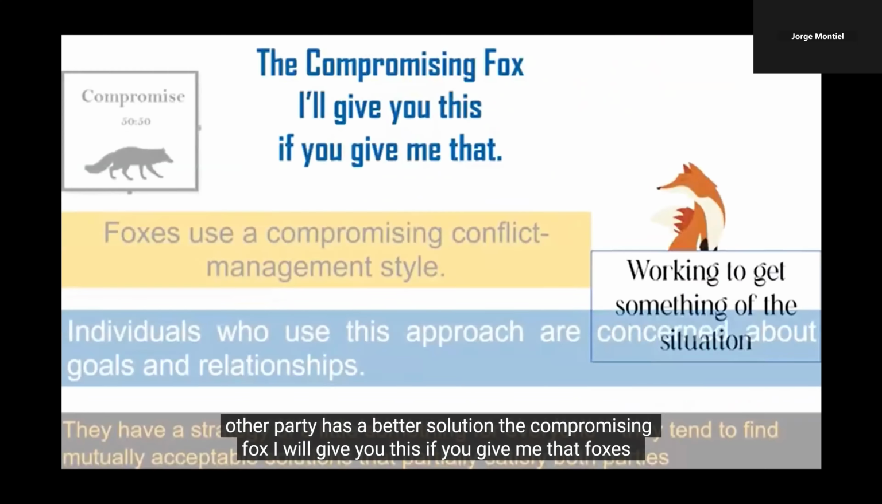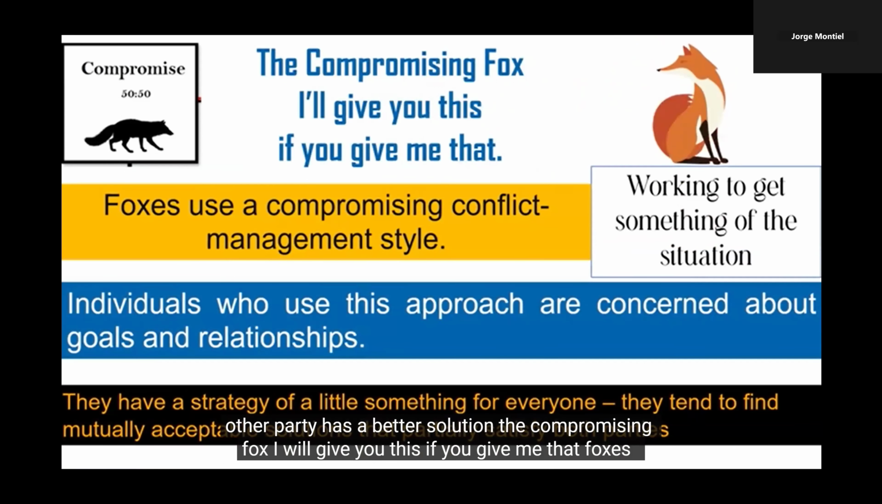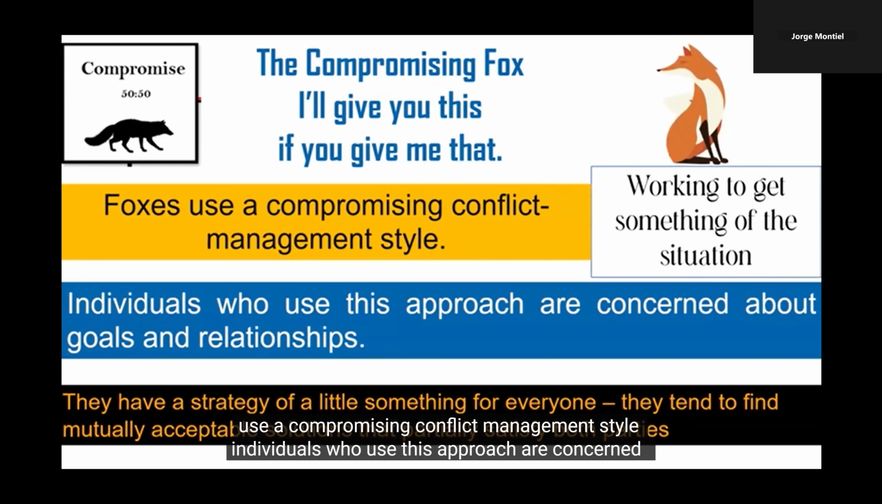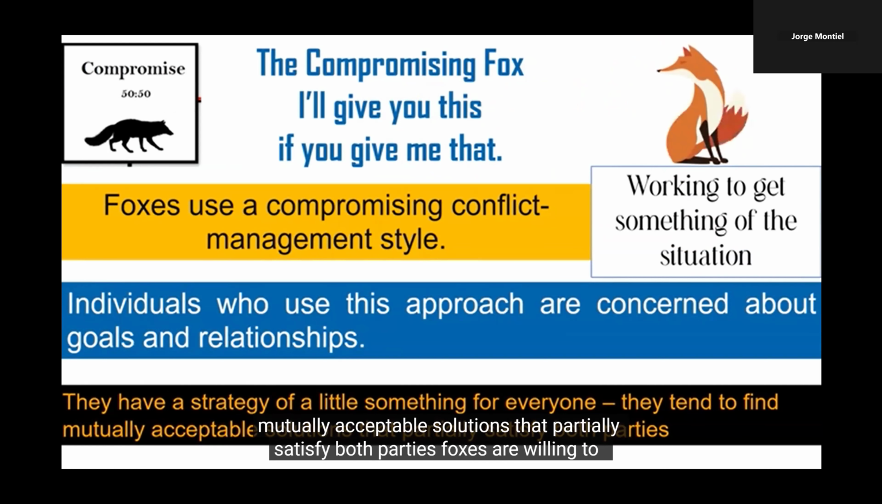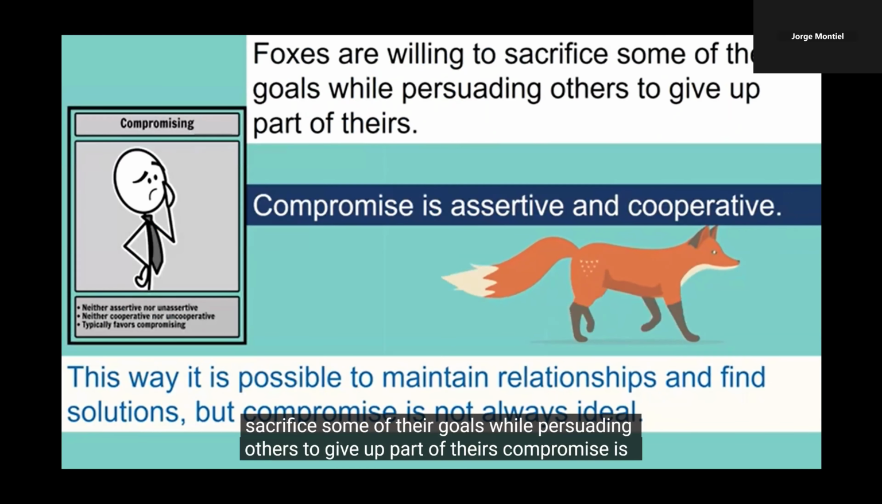The compromising fox. I will give you this if you give me that. Foxes use a compromising conflict management style. Individuals who use this approach are concerned about both goals and relationships. They have a strategy of a little something for everyone. They tend to find mutually acceptable solutions that partially satisfy both parties. Foxes are willing to sacrifice some of their goals while persuading others to give up part of theirs.